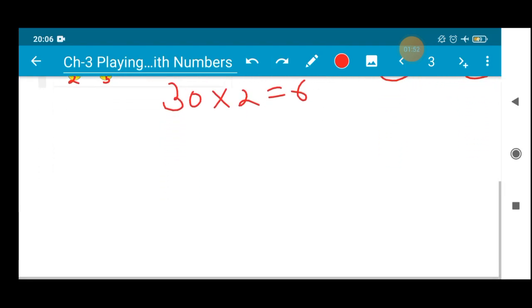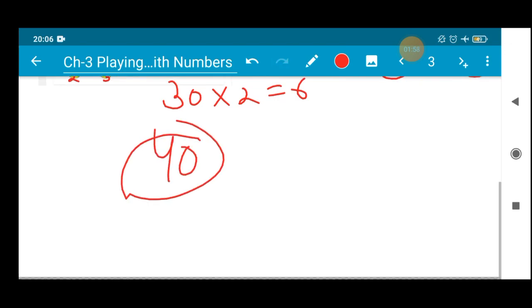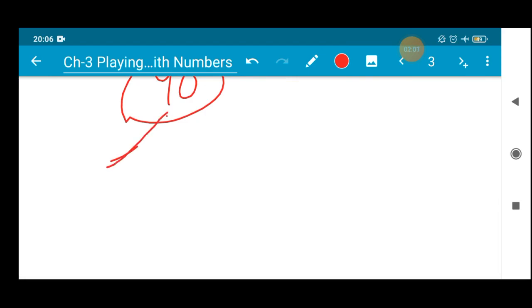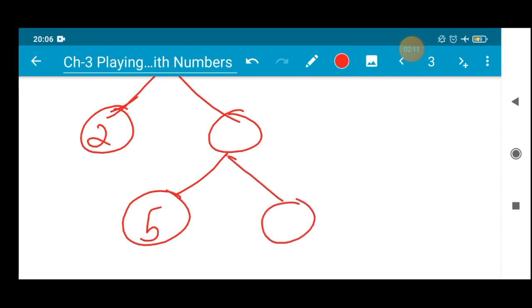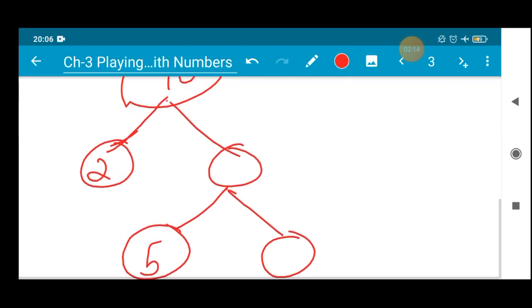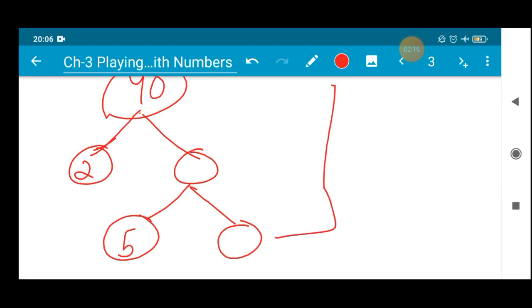So I want you all to do this yourself. I'm making one extra factor tree for you all. 40 is broken down as 2 into what will be here, and into what will be there. So this will be homework. Try it yourself. If you have any problem, you can share with me.